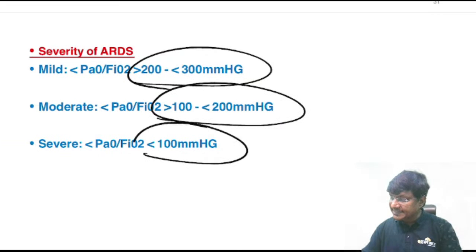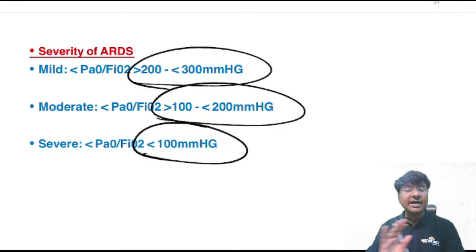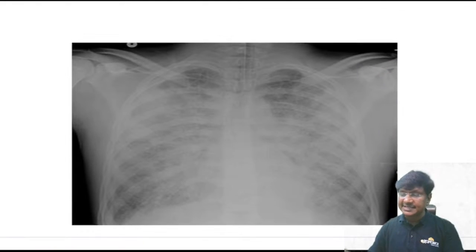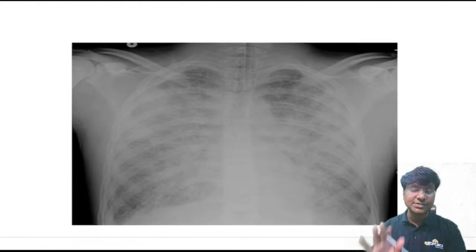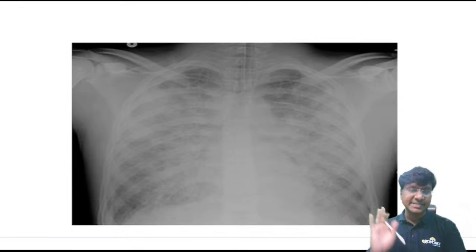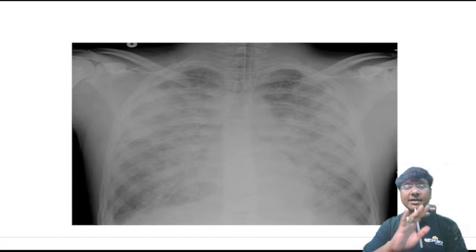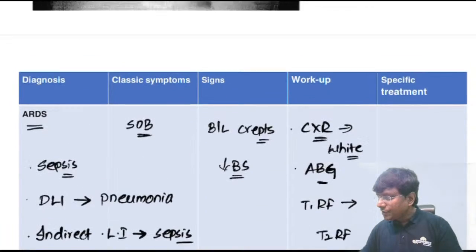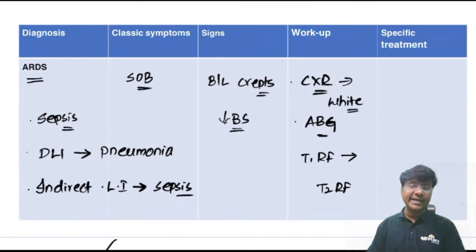And if it is less than 100, it is considered to be a very severe form of ARDS. And this will be the chest X-ray in patients with ARDS, where it is considered as a whiteout lung. Why? Because you have bilateral diffuse opacities, okay?